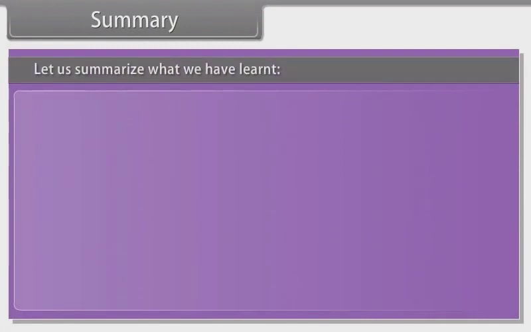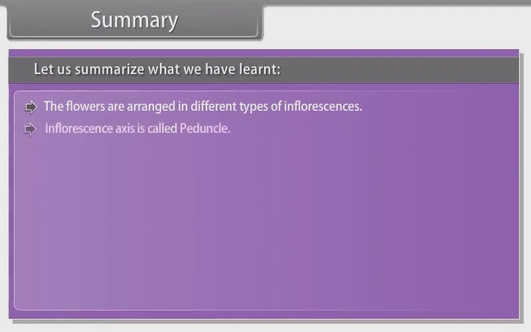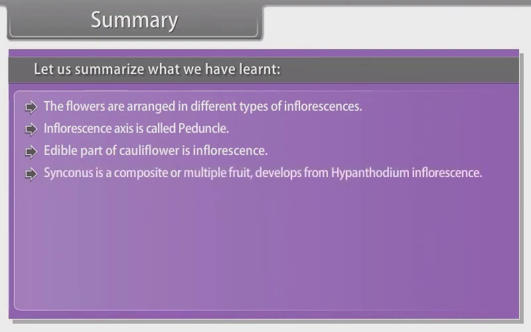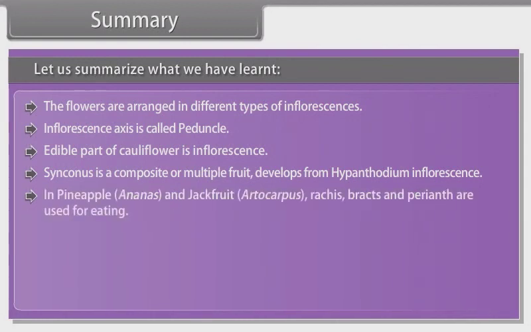Summary. Let us summarize what we have learned. The flowers are arranged in different types of inflorescences. Inflorescence axis is called peduncle. Edible part of cauliflower is inflorescence. Syconus is a composite or multiple fruit that develops from hypanthodium inflorescence. In pineapple, ananas, and jackfruit, artocarpus, rachis, bracts, and perianth are used for eating.